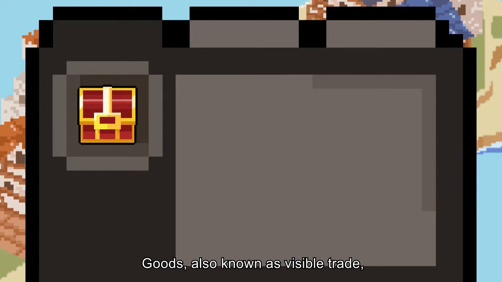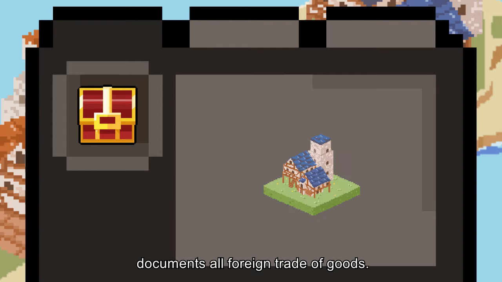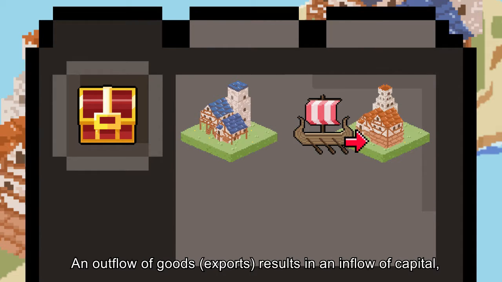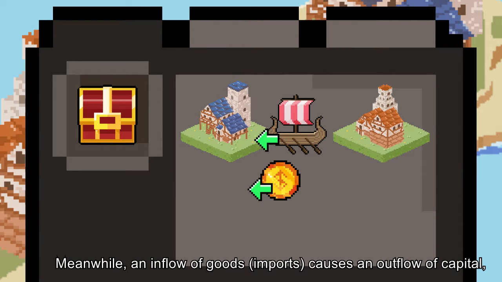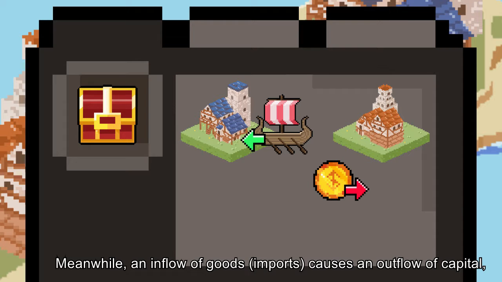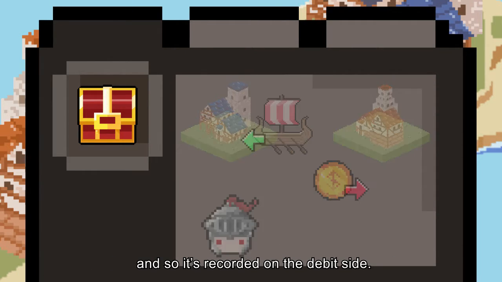Goods, also known as visible trade, documents all foreign trade of goods. An outflow of goods, exports, results in an inflow of capital, and so it's recorded on the credit side. Meanwhile, an inflow of goods, imports, causes an outflow of capital, and so it's recorded on the debit side.